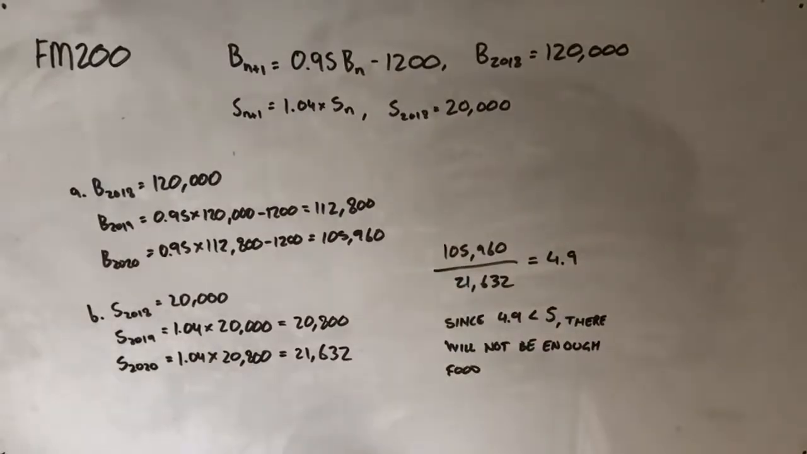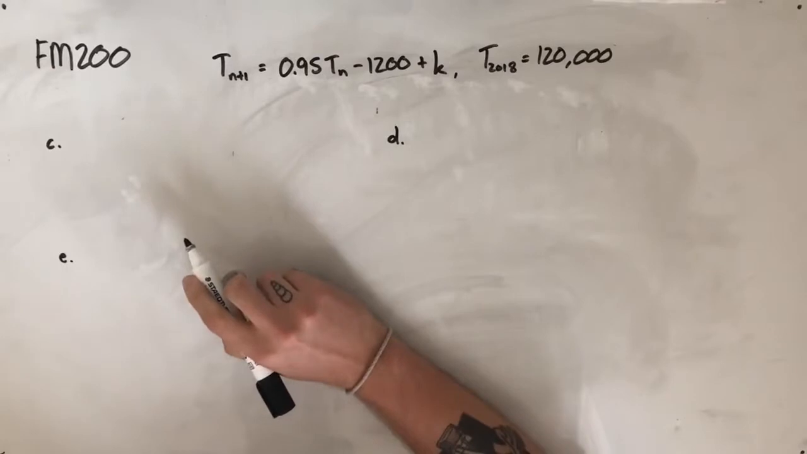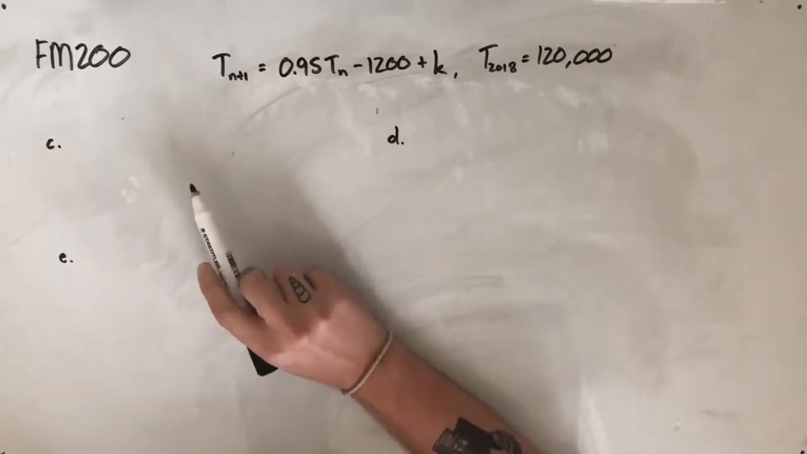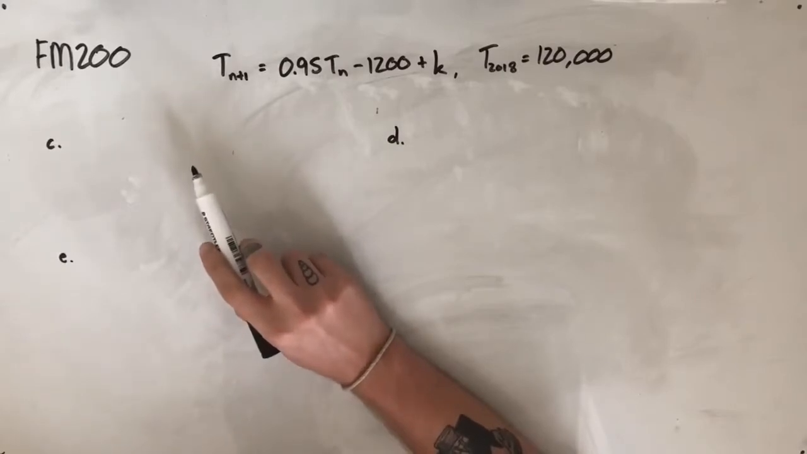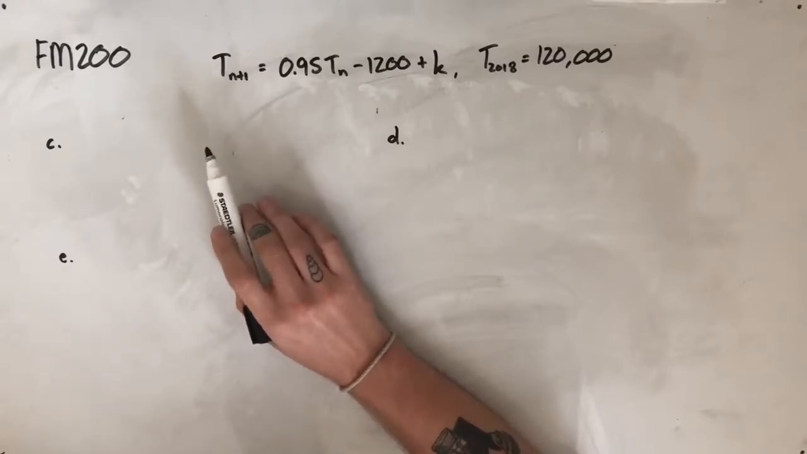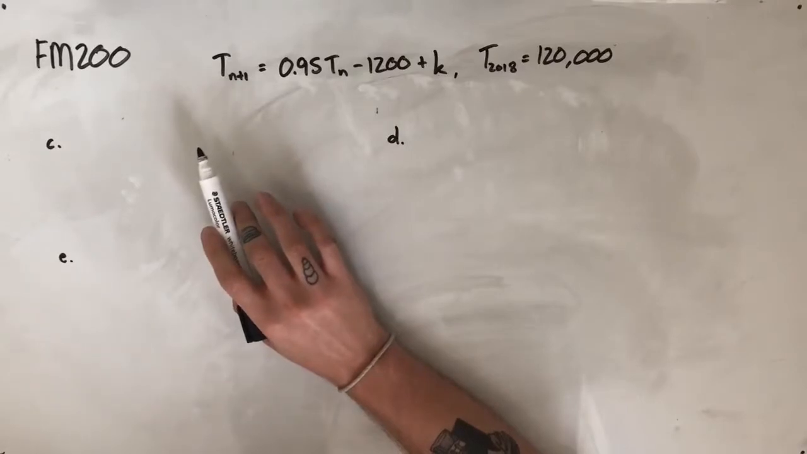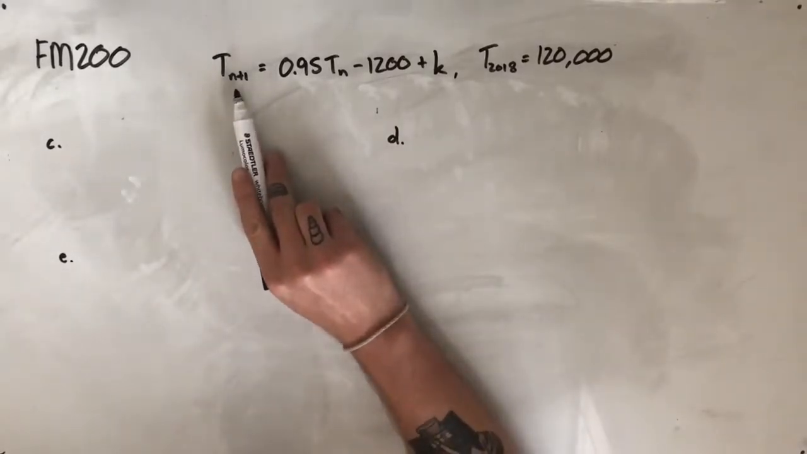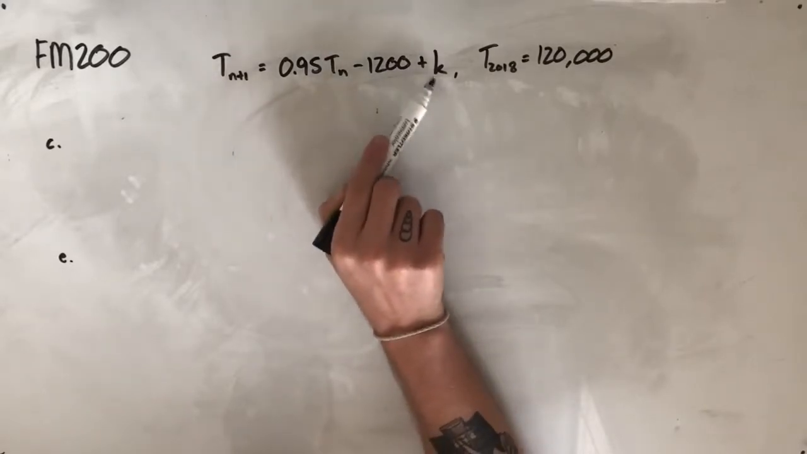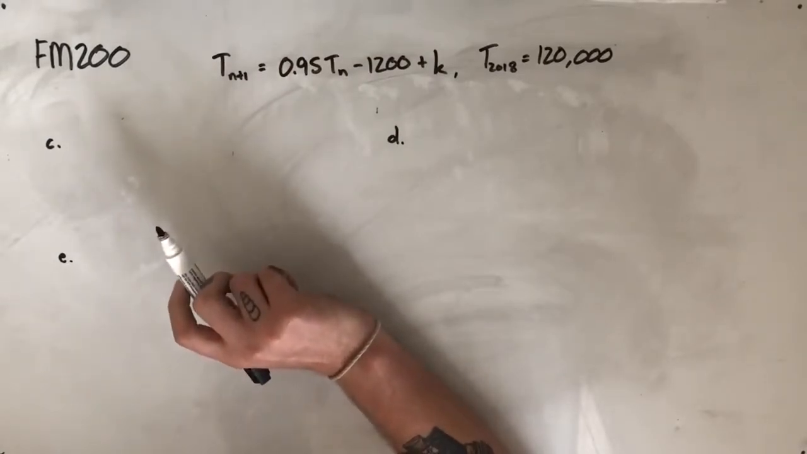Before part C, we have another little bit of context. In order to keep the squirrels well nourished, a team of squirrel lovers will plant extra nut trees at the end of each year. Let Tn be the number of nut trees on Squirrel Sanctuary at the end of year n. Let K be the number of nut trees planted at the end of each year. The change in the number of nut trees from year to year can be modeled by another recurrence relation, and we're given Tn+1 = 0.95 Tn - 1,200 + K, where T2018 is equal to 120,000.